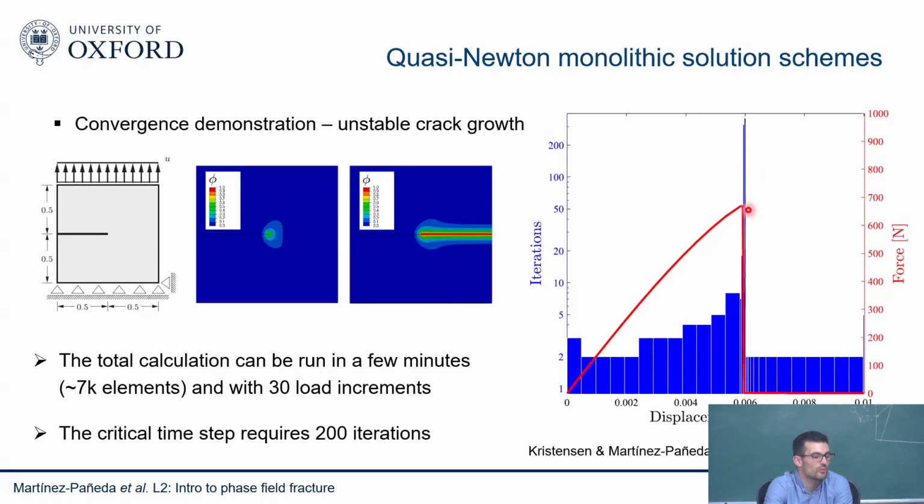And of course, this is what the problem is for computational fracture mechanics modeling. You need to go from here to here, and that's complicated because you need to jump a significant amount.